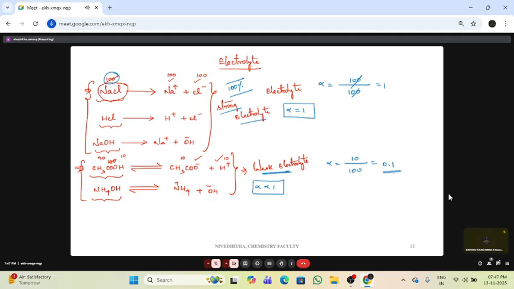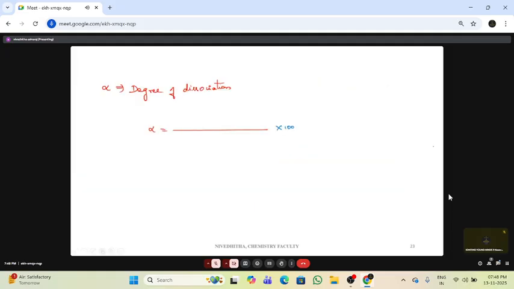So here alpha is equal to 0.1, right? So please express it in percentage. What is the percentage ionization of acetic acid? You have to multiply it with 100. So 10, very good. So 10% dissociation. That's it. Now I'm going to give you 3 values, and based on the values, tell me whether it is a weak electrolyte, strong electrolyte, or weakest electrolyte.